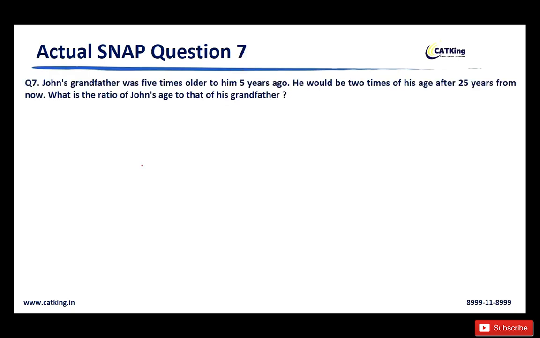Question number 7, we have John's grandfather was 5 times older than him 5 years ago. He would be 2 times his age after 25 years from now.